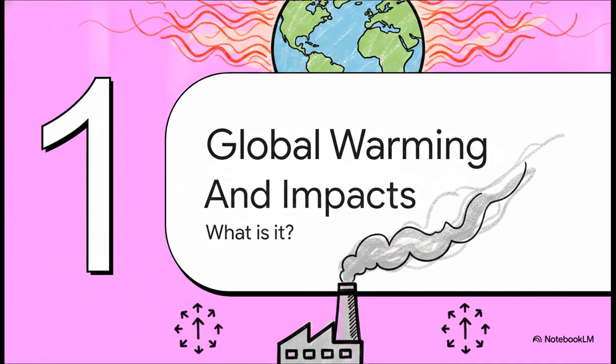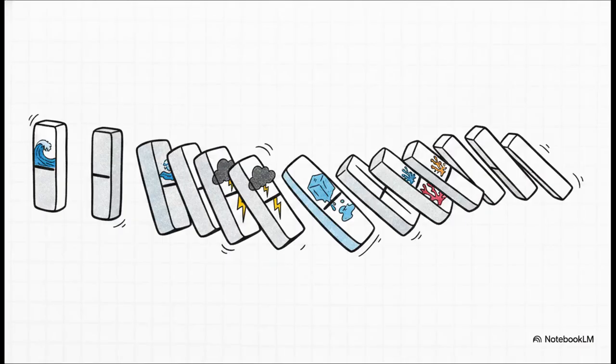Simply put, this is an average increase in the temperature of the atmosphere near the Earth's surface, which today is primarily driven by human emissions. So just what happens when that average temperature shifts? Well, it sets off a pretty rapid domino effect. We're not just talking about warmer summers here.